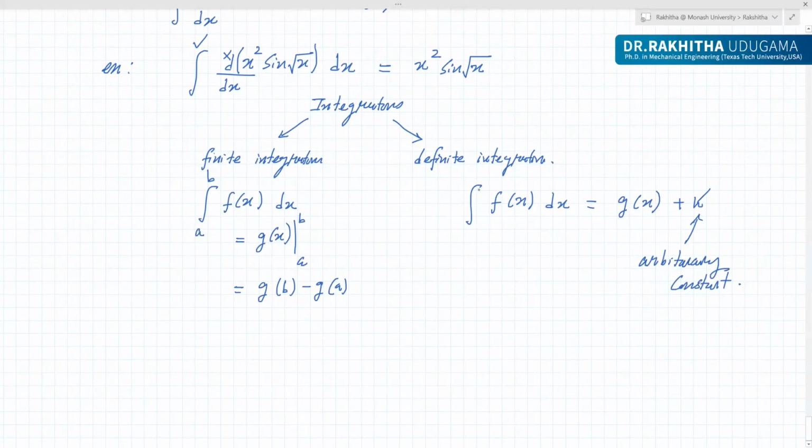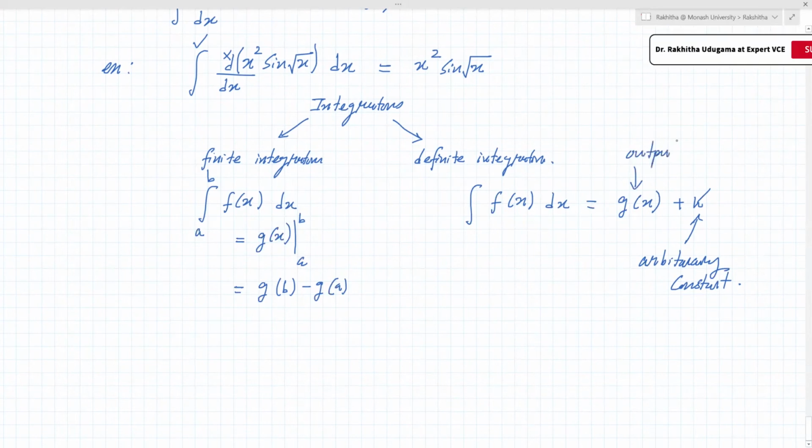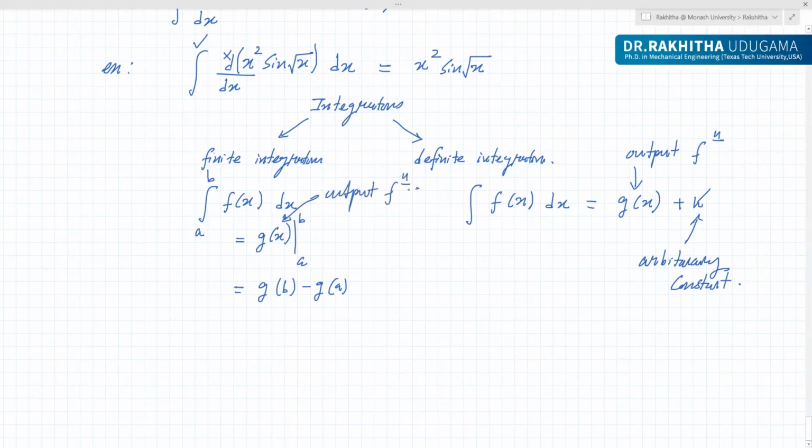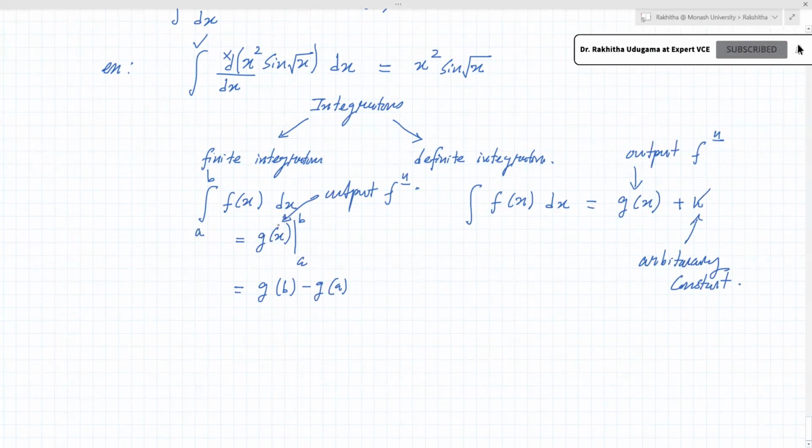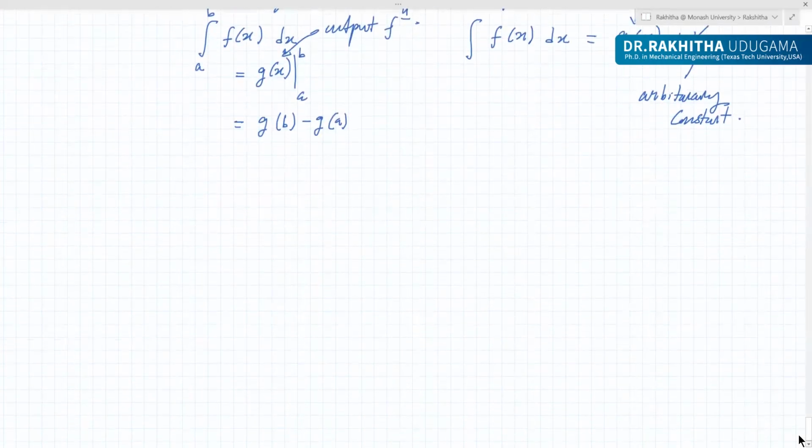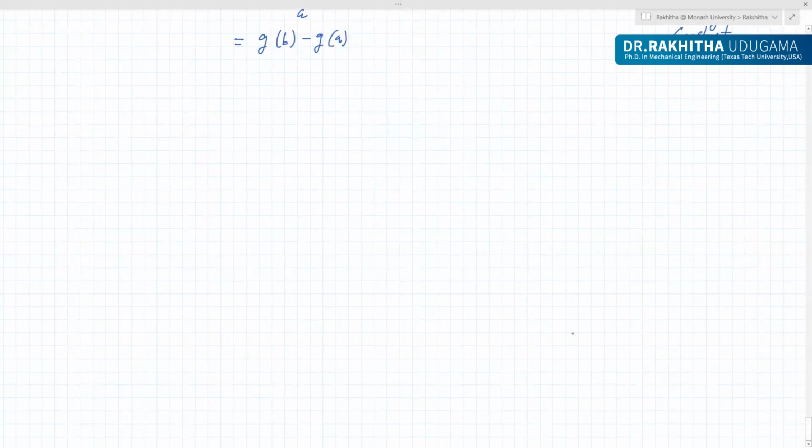Now, when you introduce this integration to f(x), you get the output, right? So this is your output function. Here also you get the same output, right? This is your output function. Now here the problem is, if a function is given to you, how do you find the output function? So here I will teach you a nice trick, so that you can do it without memorizing anything.